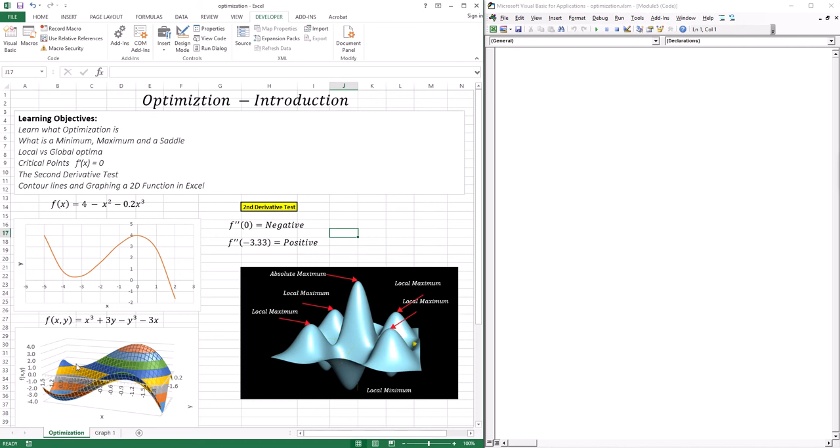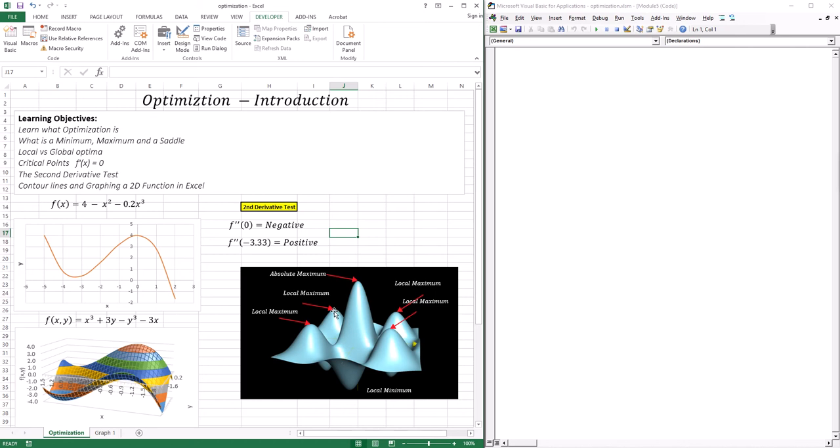Now, another thing I want to go through is that we have two types of minimums and two types of maximums. We have local and global maxima. And what do I mean by that? A local maxima comes from its name. If I have this point here, this point is maximum to all the surrounding points around it. So this is called a local maximum.